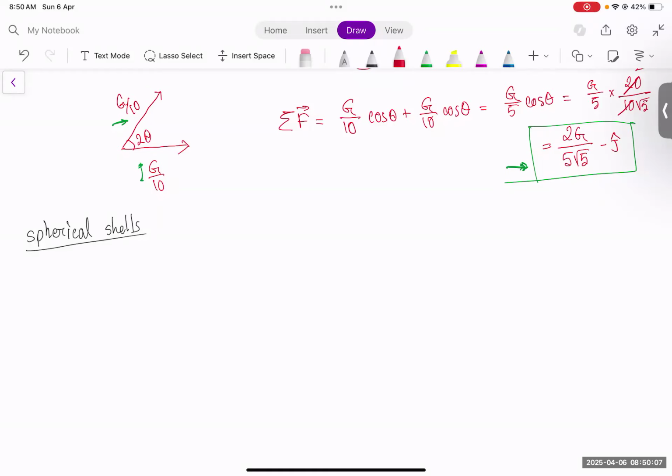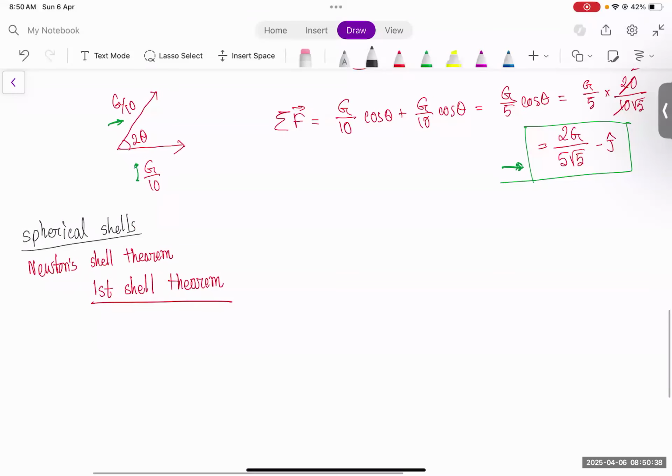So এগুলা হচ্ছে the first one is called the first shell theorem. These are called Newton's shell theorem. There are actually 3 shell theorems, but we will only learn 2. The first 2. The third one is for elliptical objects, so we won't be getting into those. Okay, so what does the first shell theorem tell?